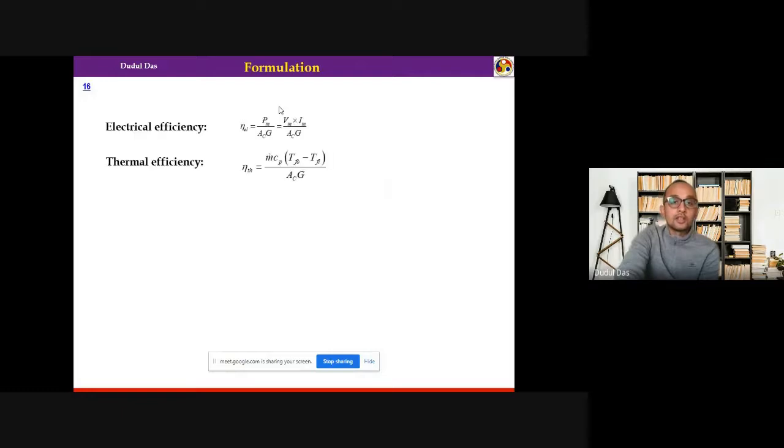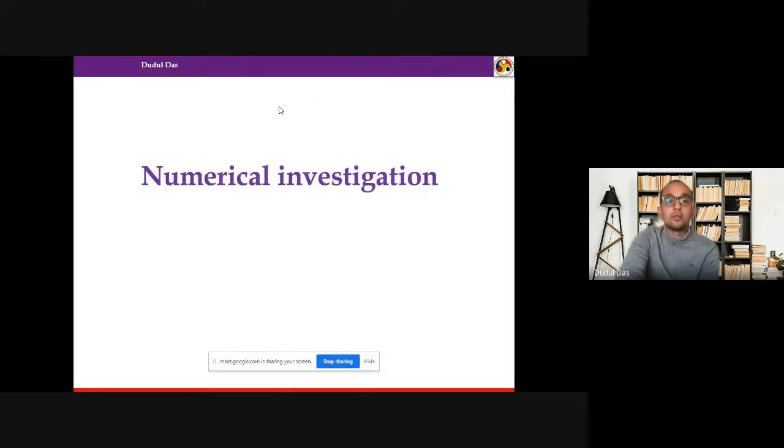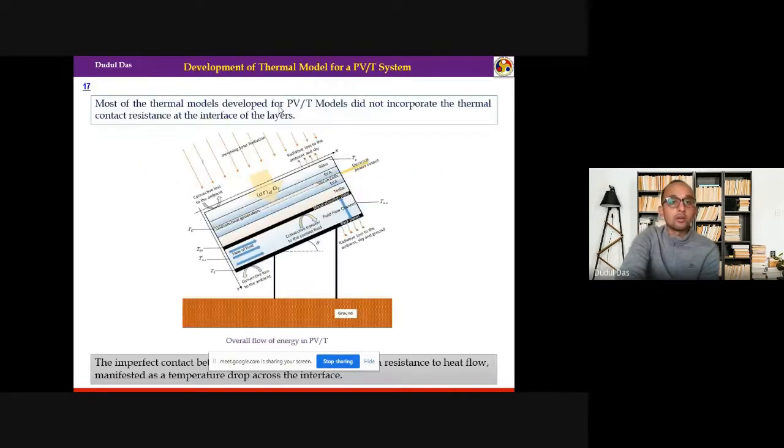Then formulation, these are different efficiency parameters we measured. I'll not go deep into these parameters: electrical efficiency, thermal efficiency, then energy and exergy efficiency. And we carried out a numerical investigation. Now I'll talk about why we have developed this model, or thermal modeling we have carried out. Because in PVT modules, people have used absorber sheet along with the tubes.